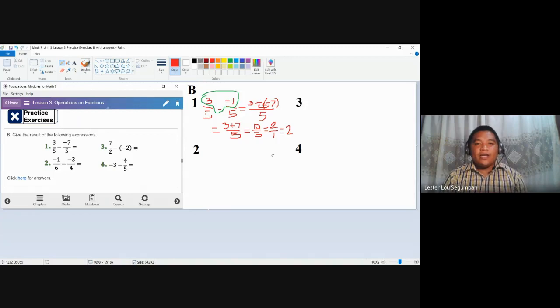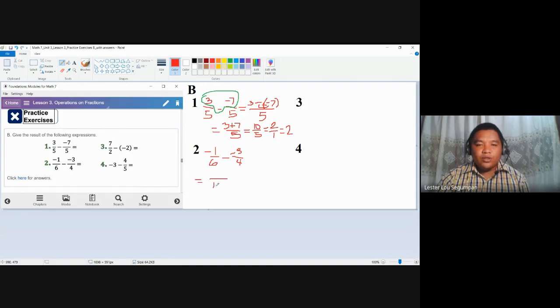In short, subtraction of fractions and even addition of fractions has no closure property. Number two, we have here negative 1/6 minus negative 3/4. Again, we need to consider similarity.